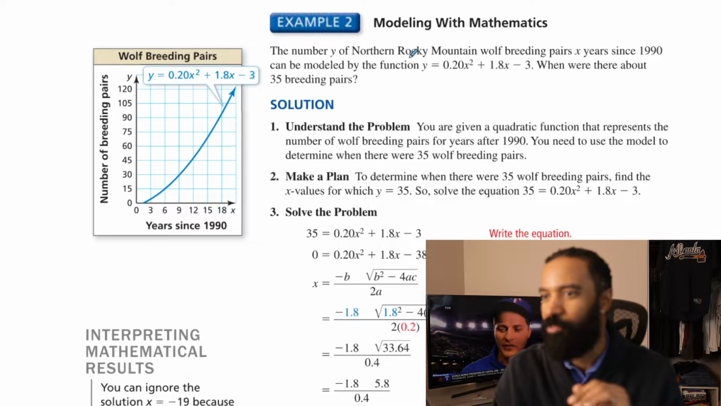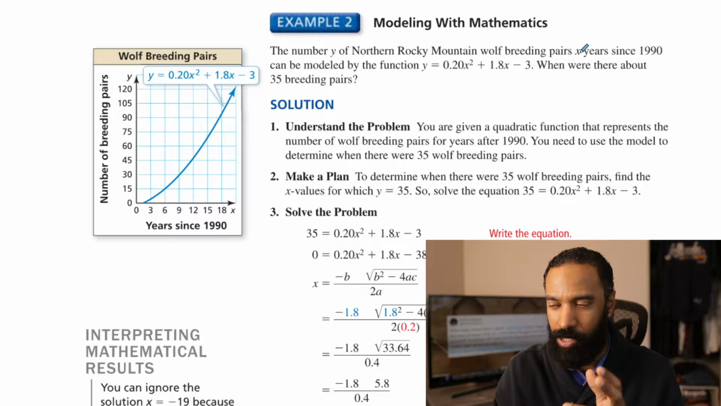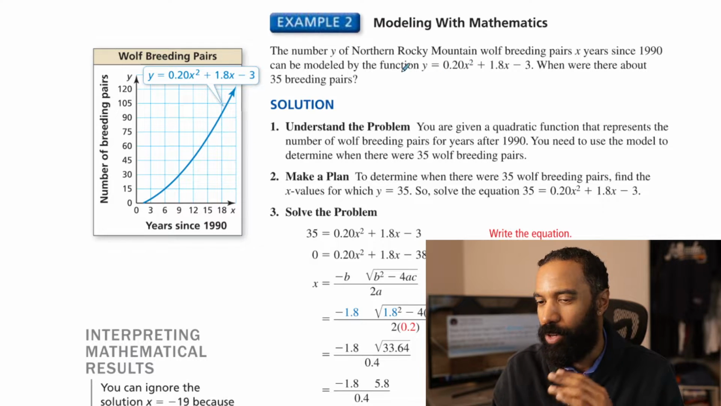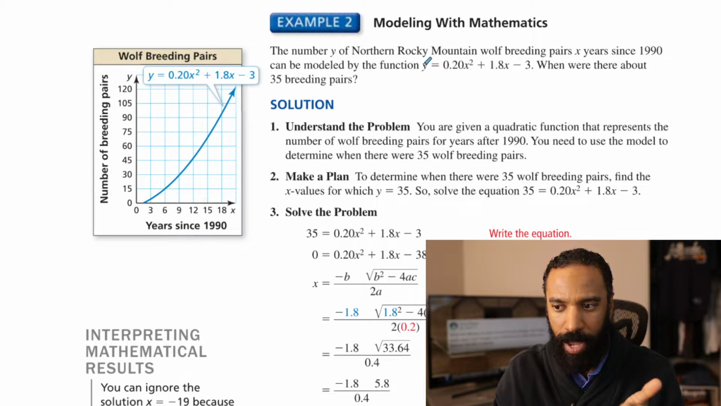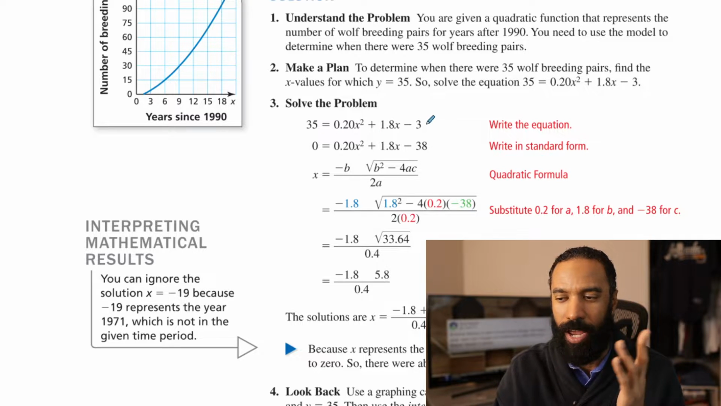The number y of northern Rocky Mountain wolf breeding pairs, x years since 1990, can be modeled by the function y equals 0.20x squared plus 1.8x minus 3. When were there about 35 breeding pairs? So we substitute 35 for y, and the first thing they're going to do is subtract 35 and set it equal to 0.